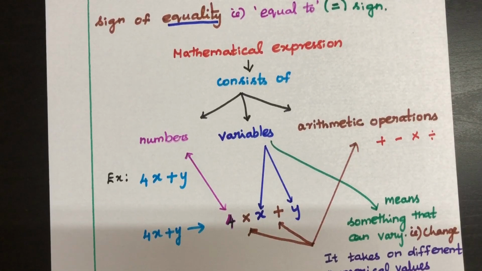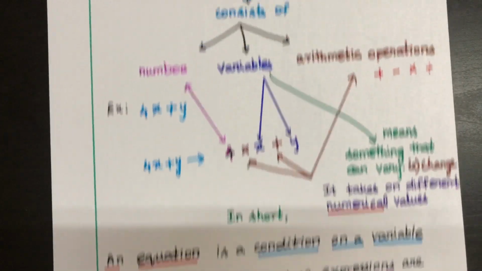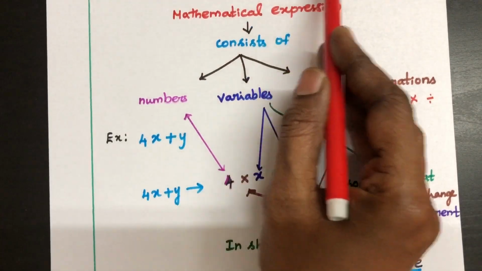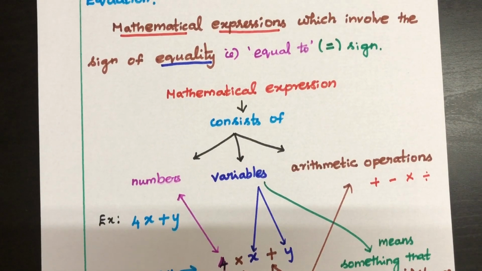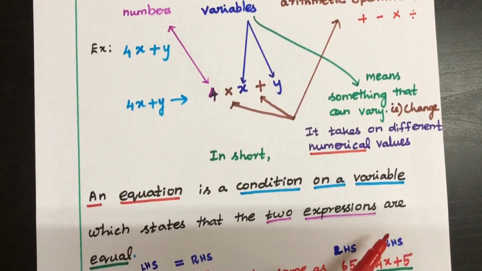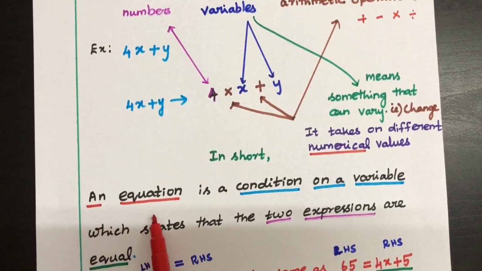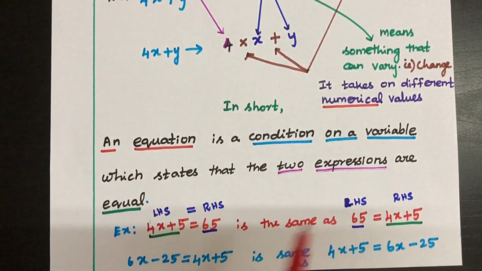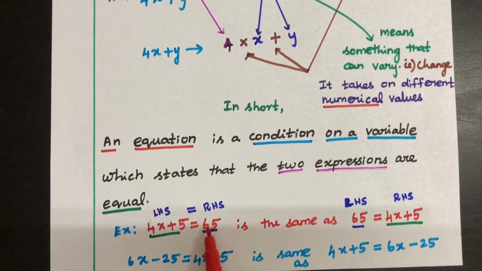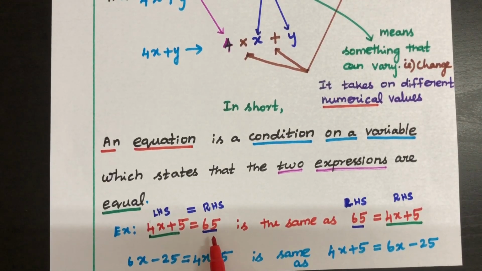Now, we are going to get into the equation. So, this is a mathematical expression which, if you include the sign of equality, okay, that will become an equation. In short, an equation is a condition on a variable which states that the two expressions are equal. See here, 4x plus 5. This is a mathematical expression. Here we are including the equal to sign. Equal to 65. This is also an expression, a numerical expression. So, 4x plus 5 is equal to 65.